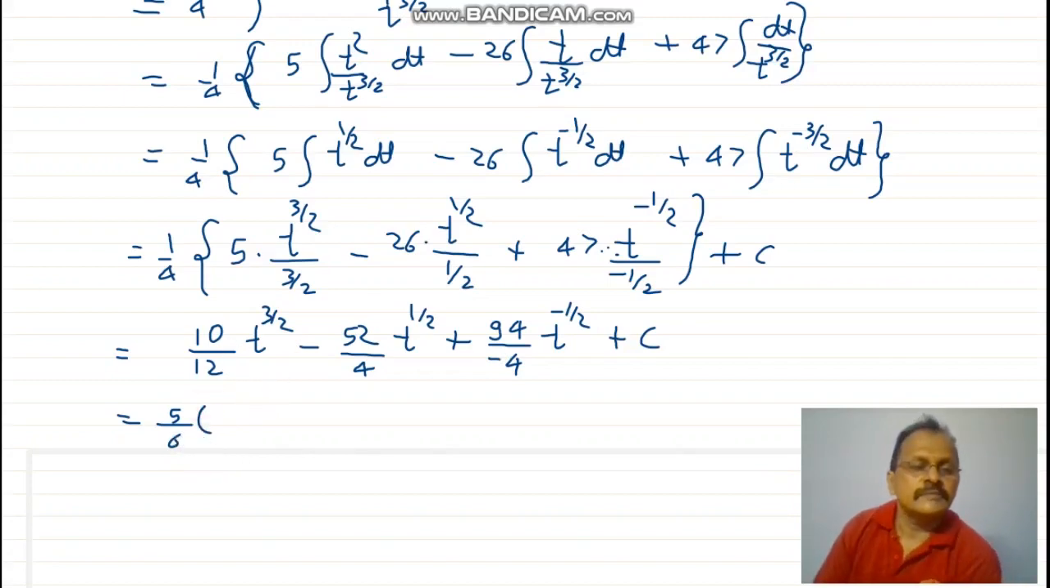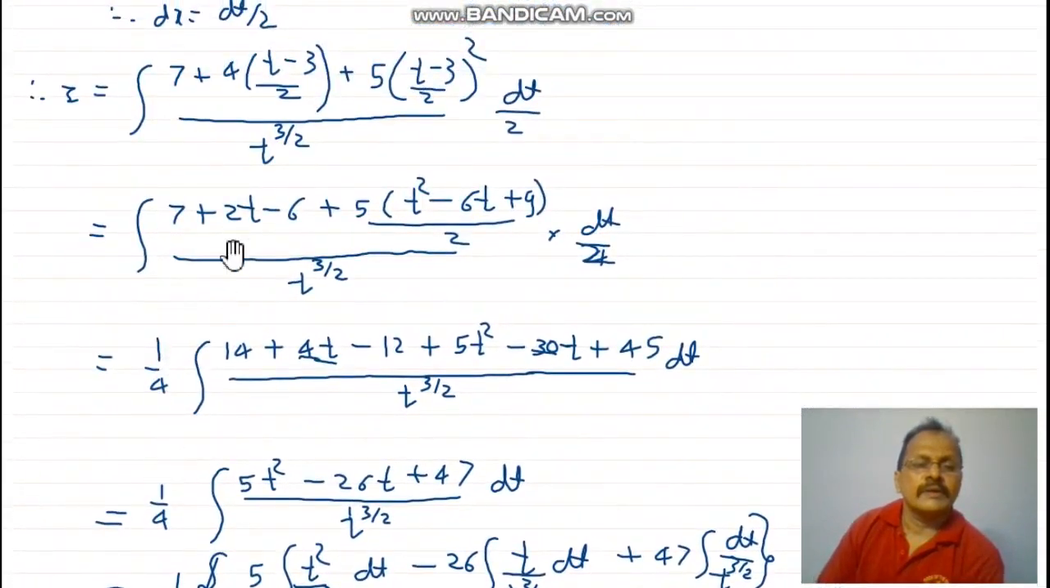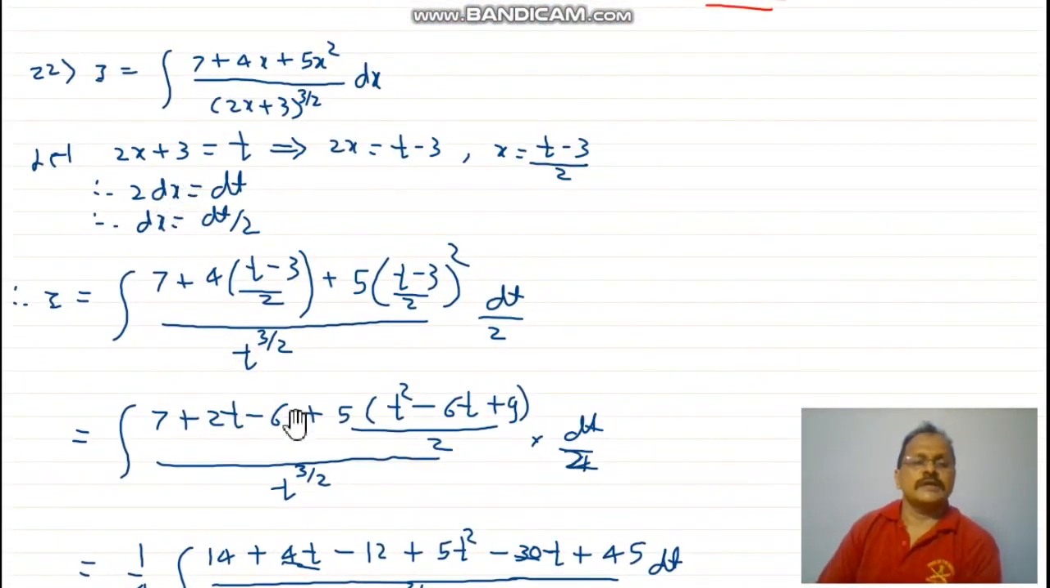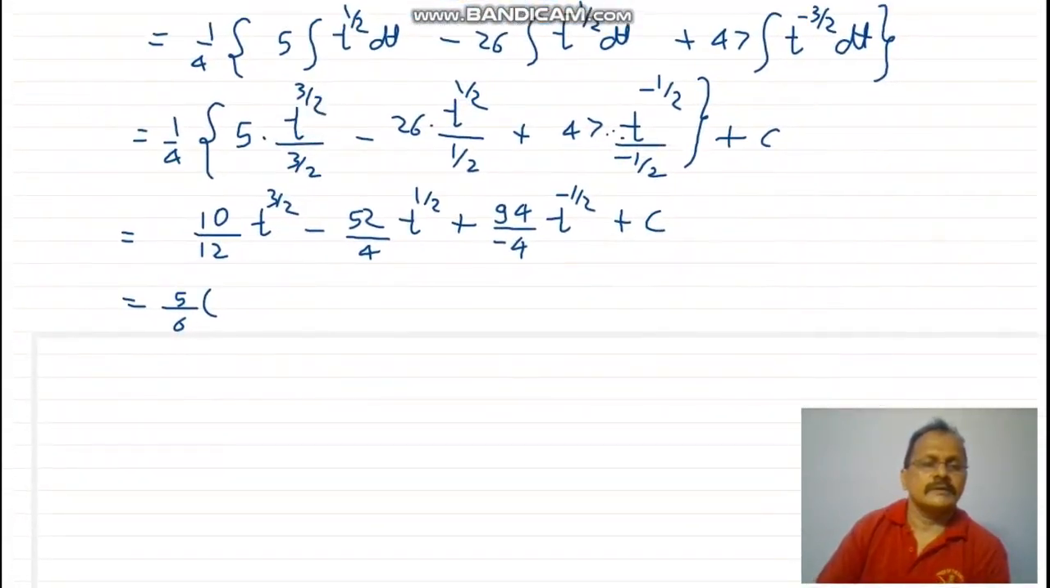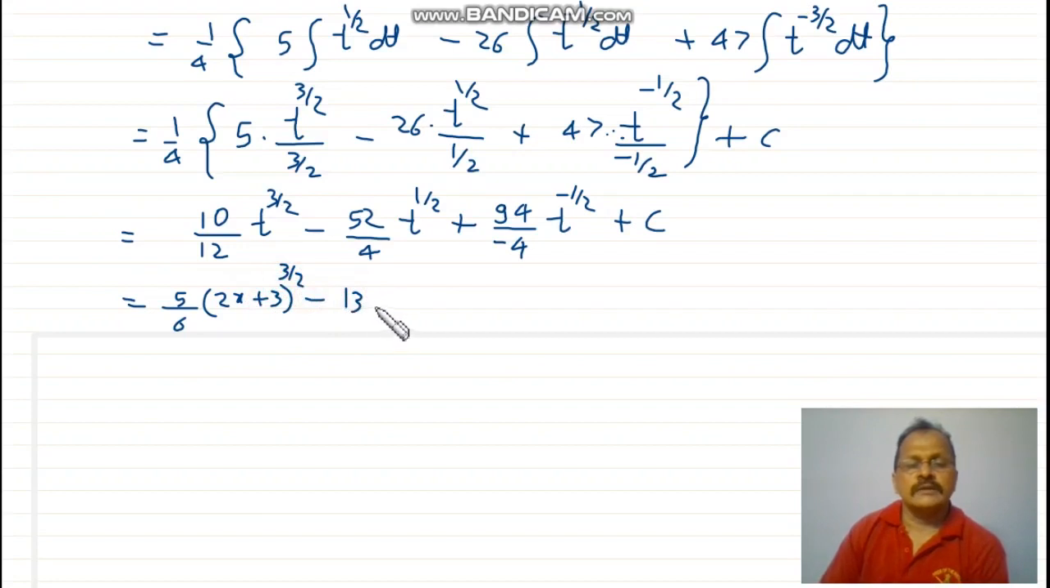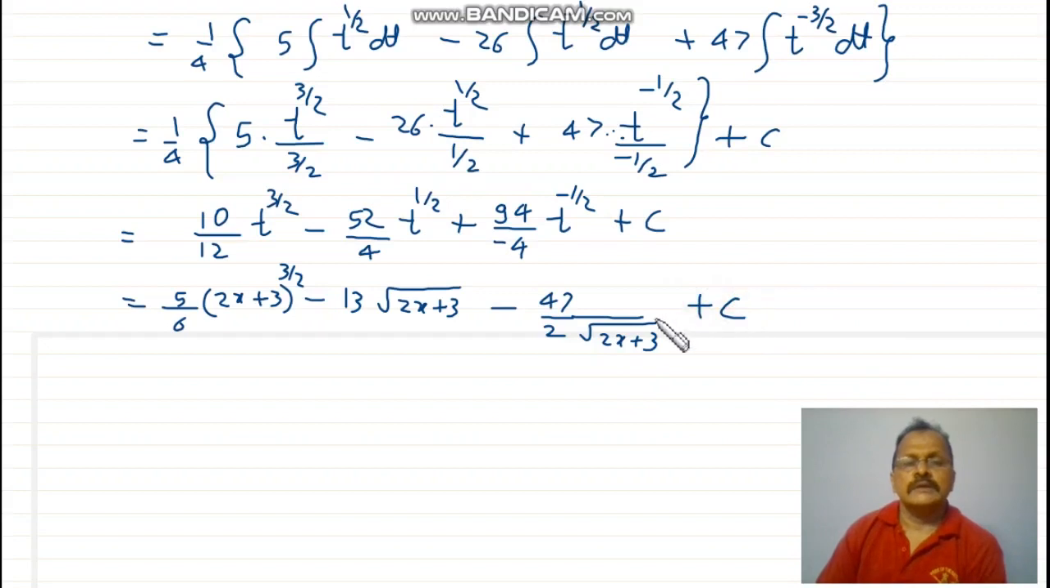T means 2x plus 3. So 5 by 6 into 2x plus 3 raised to 3 by 2 minus 13 root 2x plus 3 minus 47 upon 2 root 2x plus 3 plus c. This is the final answer of this problem.